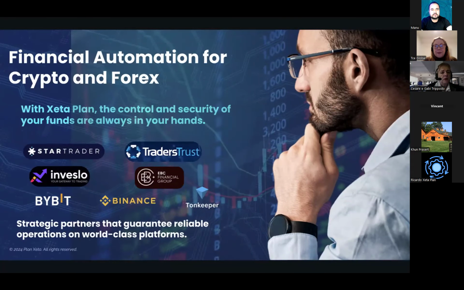And with that, we achieved financial automation for crypto and Forex. And like I mentioned to you guys, with Xetaplan, you have the control and security of your funds, and they're always in your hands. We have strategic partnerships that guarantee reliable operations on world-class platforms. We got Trader Trust, which is where we're currently having our operations in Forex. And guys, a lot of you have been creating your accounts, but you need to fund them.